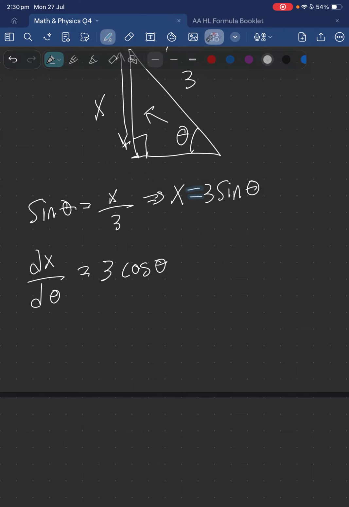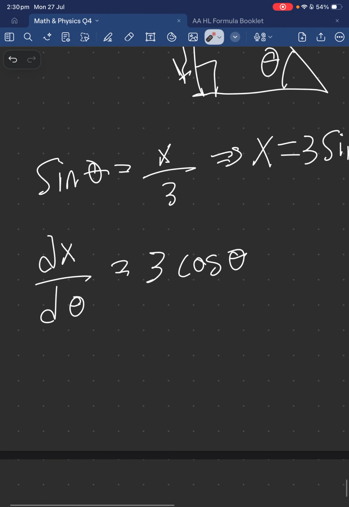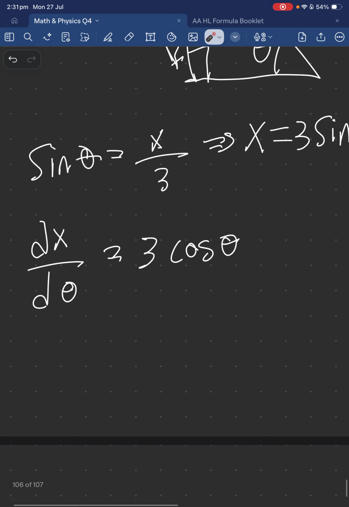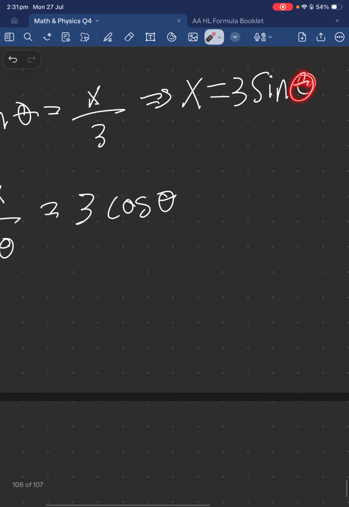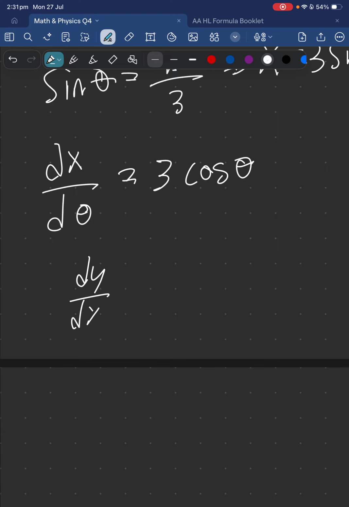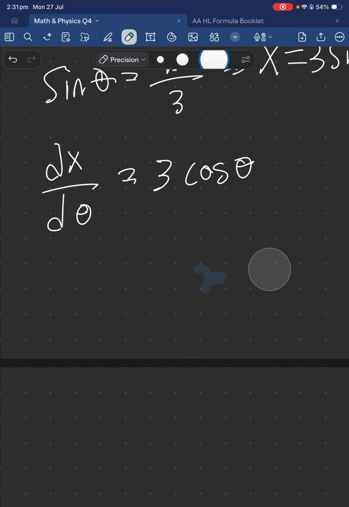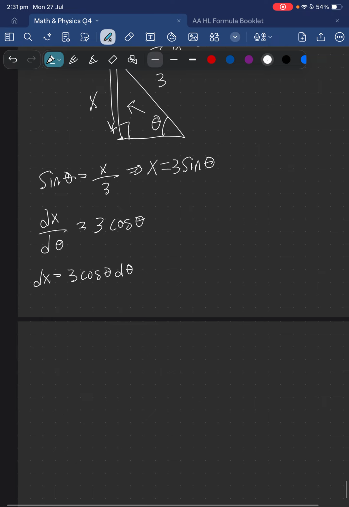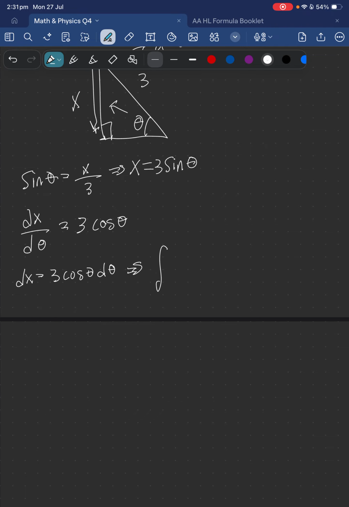And if you're just wondering why is it dx over d theta, you see our expression is x is equal to 3 sine theta. So the function outputs x, and we're inputting a value theta, so we divide it by d theta. It's similar to dy over dx in a function that may look like this. f of x is equal to whatever, 2x squared, right? So we solve for dx. That's 3 cosine theta d theta, and we substitute everything into our integral.